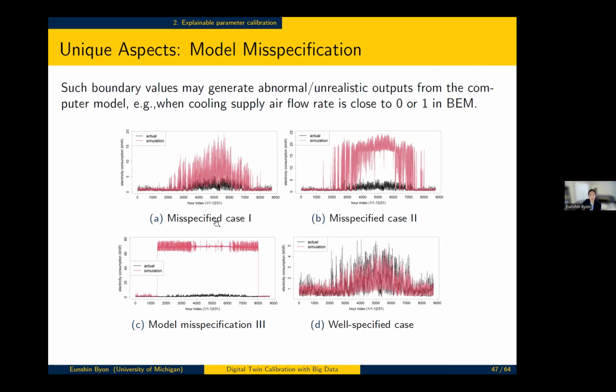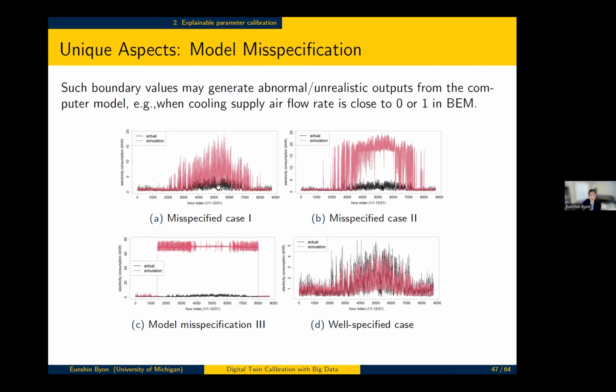output patterns. So for example, in the BEM, building energy model, when cooling supply airflow rate is close to 0 and 1, then this is a rate, so it should be between 0 and 1, and 0 and 1 are feasible values. But when this parameter is close to 0 or 1, this digital twin generates very strange outputs. So in the first 3 figures, A, B, C, the red is the simulation output when this parameter value is close to 0 or 1.